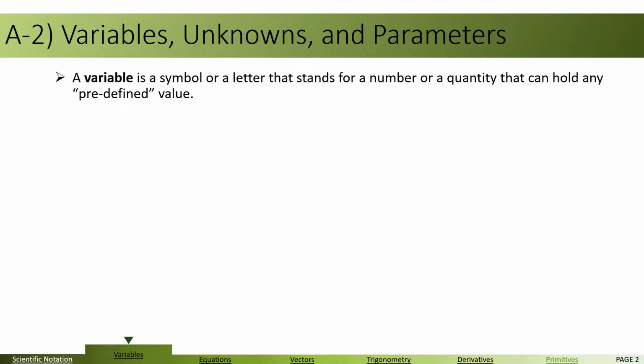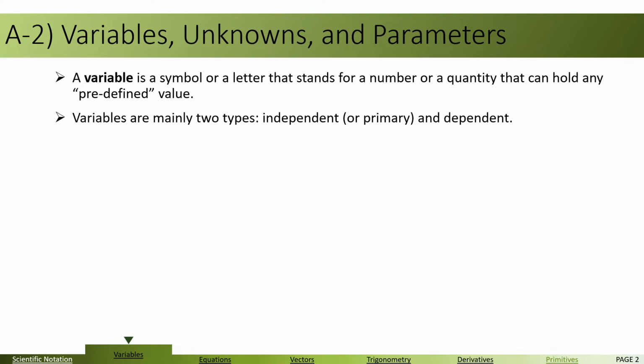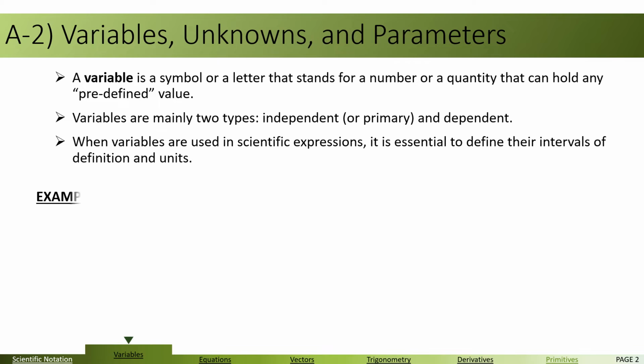A variable is a symbol or a letter that stands for a number or a quantity that can hold any predefined value depending on the situation that you are dealing with. Variables are mainly of two types. We have independent or primary, and we have dependent. When variables are used in scientific expressions, it's always essential to define their interval of definition and units as well.